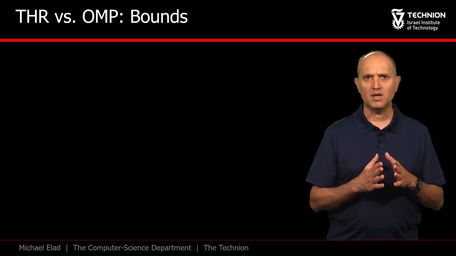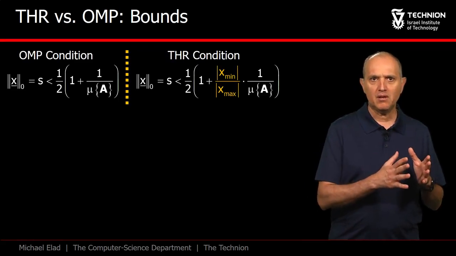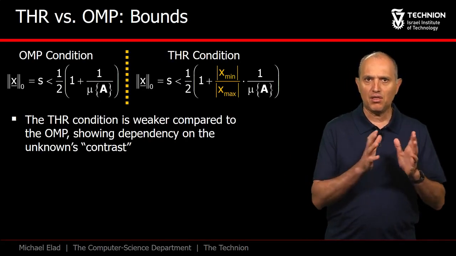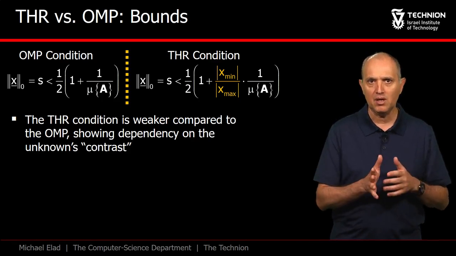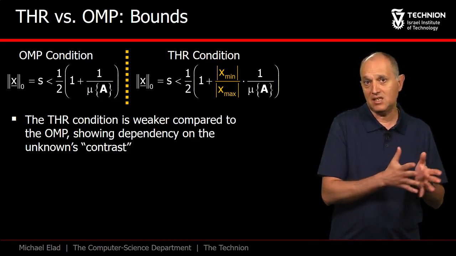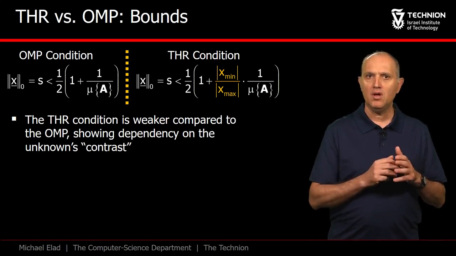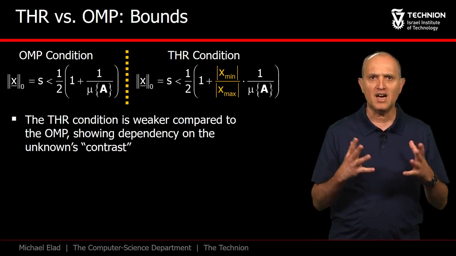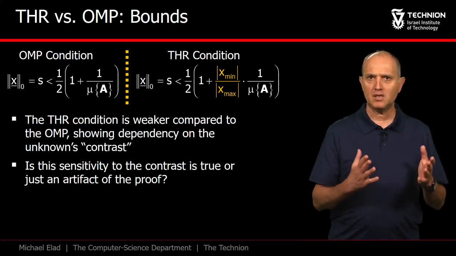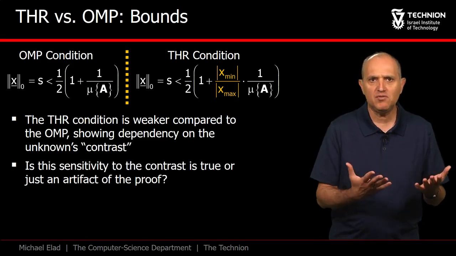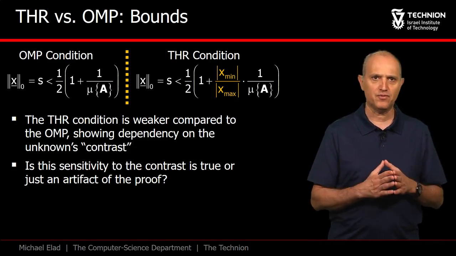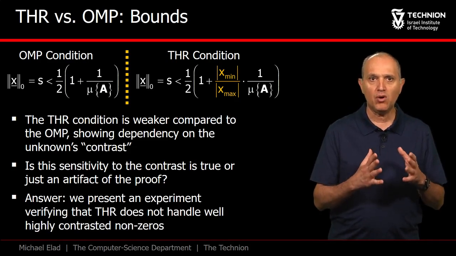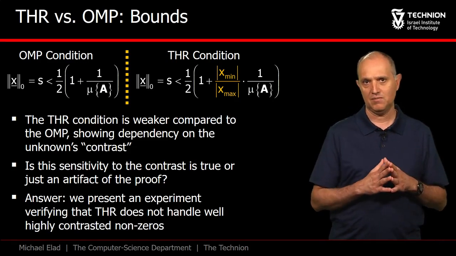Let's have a closer look at the required S by comparing the two conditions we got, one for the OMP and the other for the thresholding. Clearly, the thresholding condition is weaker compared to the OMP because the bound for success is necessarily lower. Furthermore, this bound exposes a sensitivity of the thresholding algorithm to the contrast in the unknown. The question we must ask is whether this is a true sensitivity or an artifact of our proof. In order to answer this, let's experiment with the thresholding and explore its behavior under varying such contrasts.